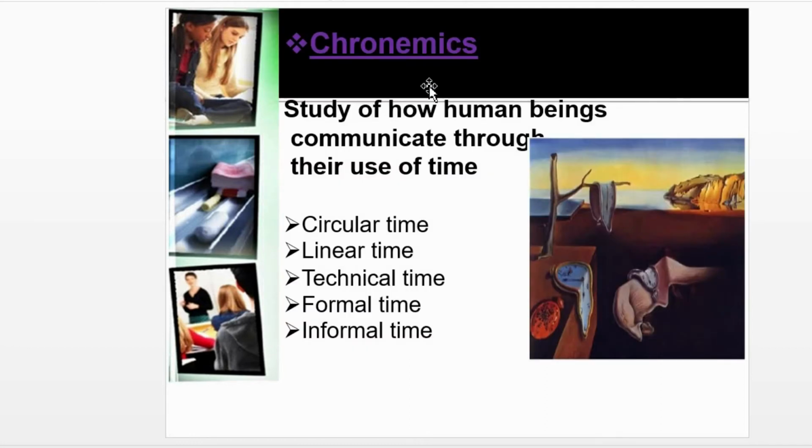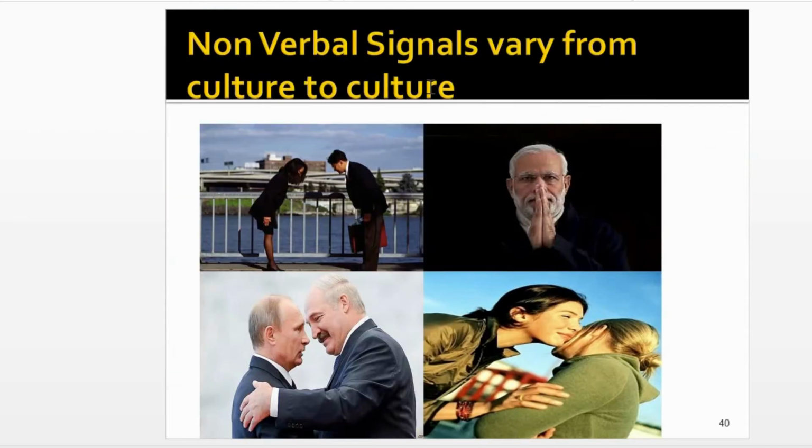Chronomics is the study of how human beings communicate through the use of time. The time can be circular time, linear time, technical time, formal time, and informal time. Let's go further. Non-verbal signs vary from culture to culture.